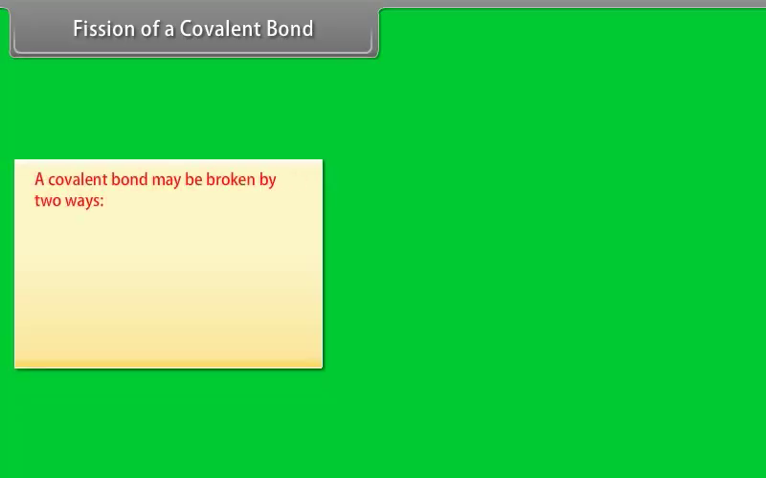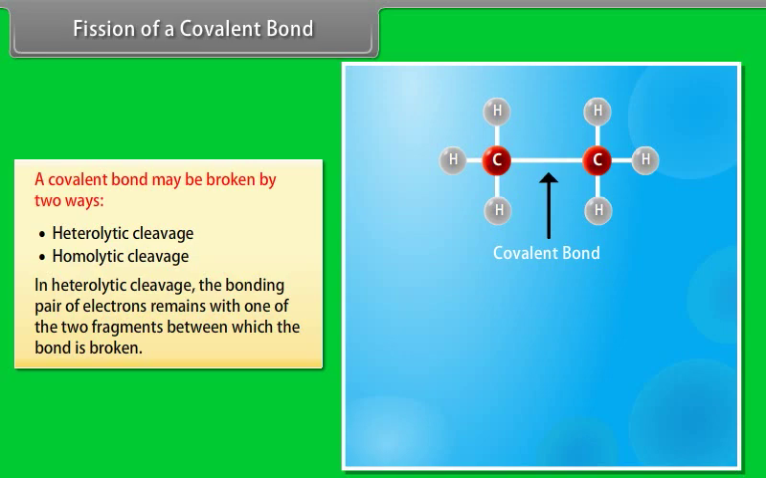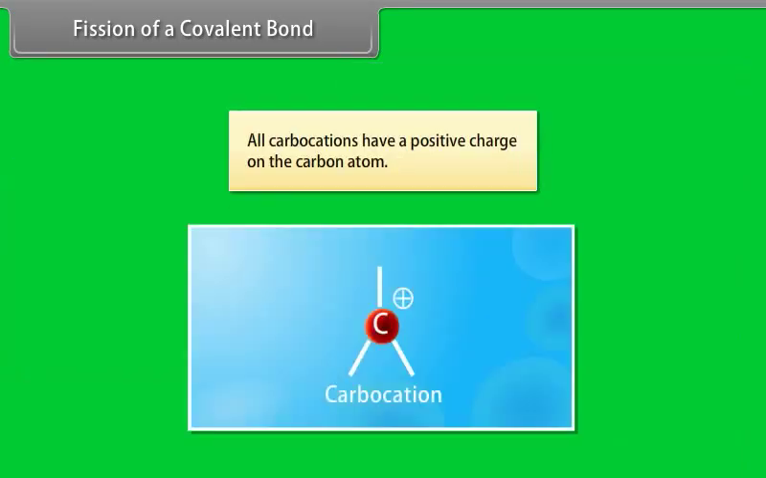Fission of a covalent bond. A covalent bond may be broken in two ways: heterolytic cleavage and homolytic cleavage. In heterolytic cleavage, the bonding pair of electrons remains with one of the two fragments between which the bond is broken. For example, all carbocations have a positive charge on the carbon atom.